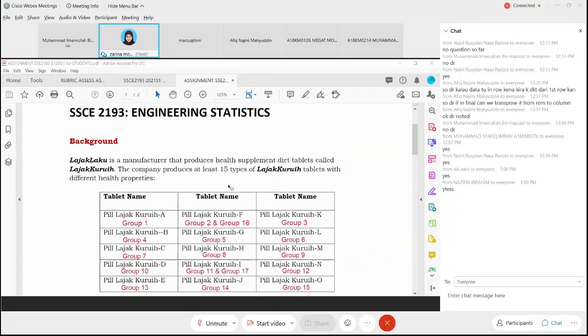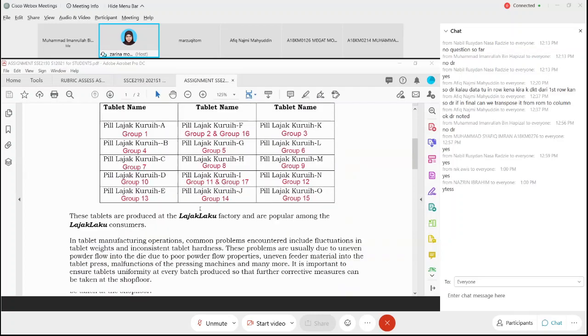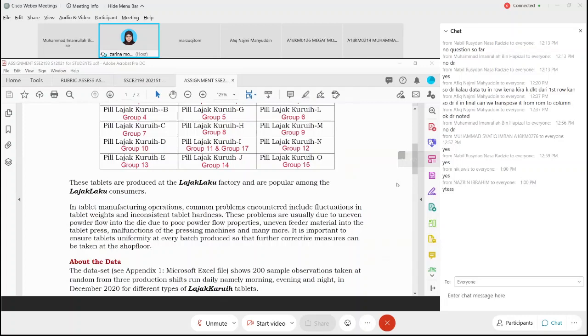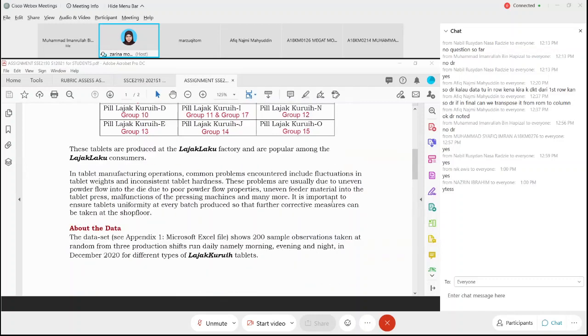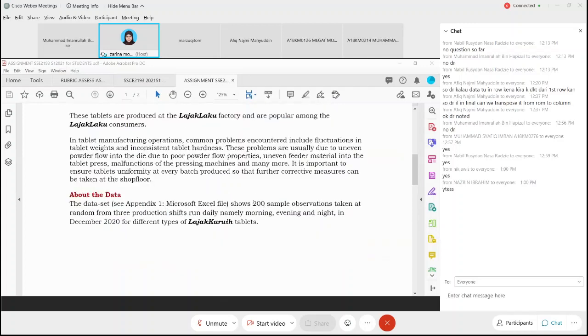Okay, and what do you need to do? So you do have a problem here. The manufacturing operations common problems encountered include fluctuations and so on. It is important to ensure tablet uniformity at every batch produced, so that further corrective measures can be taken at the shop floor. So this is about the data. Every group, every tablet, you have 200 observations, and in that 200 you do have data from morning, evening, and night shift.